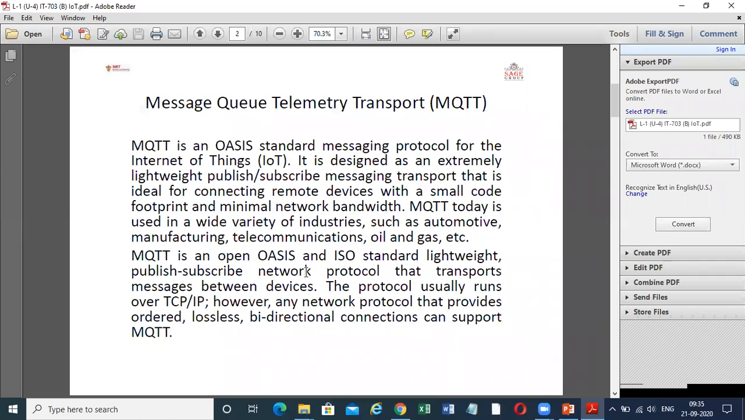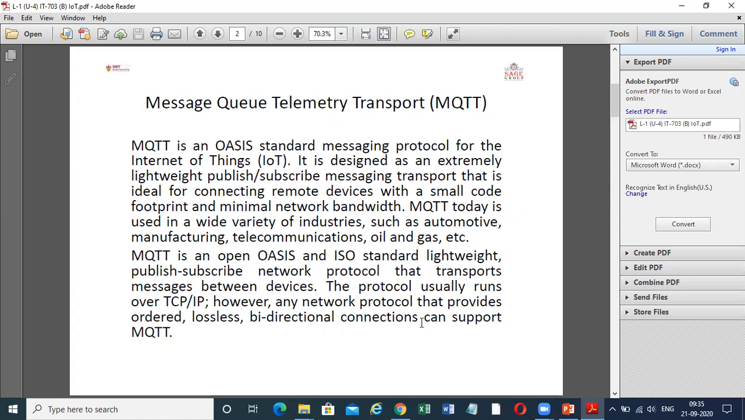First is MQTT. What is MQTT? What is the full form of MQTT? It is the Message Queue Telemetry Transport protocol. MQTT is an OASIS standard messaging protocol for the Internet of Things. It is designed as an extremely lightweight publish and subscribe message transport that is ideal for connecting remote devices with a small footprint and minimal network bandwidth. This is the beauty of MQTT.